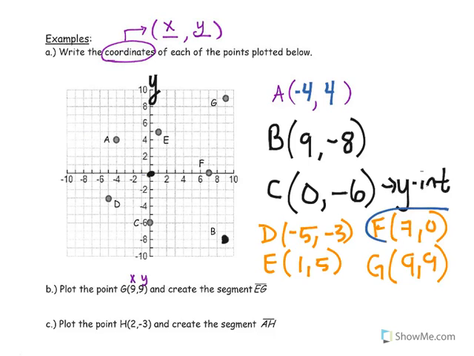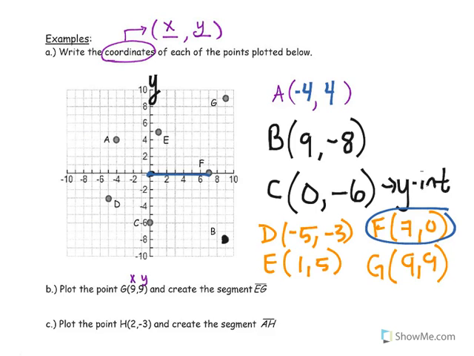The one that I want to talk about is point F. Notice that also has a 0 coordinate because starting at the origin, I move 7 to the right, but I don't move up or down, and so that's where that 0 is coming from.